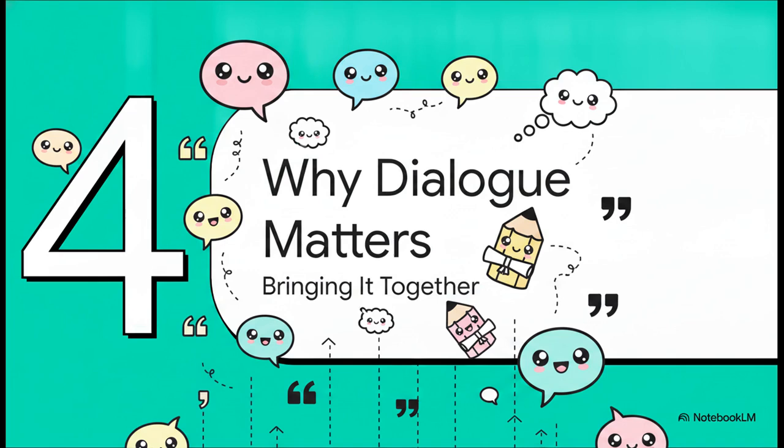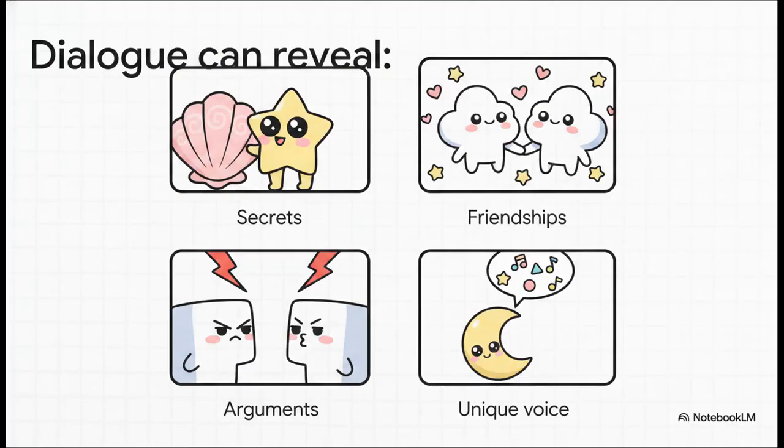And finally, section 4, why dialogue matters, bringing it all together. You see, dialogue does so much heavy lifting in your story. It isn't just characters aimlessly chatting about what they had for breakfast. It should always, always have a point. Dialogue can reveal hidden secrets. It can show us that two characters are best friends just by how they joke and laugh together. Or it can show they really don't get along through sharp, arguing words. But above all, it gives your characters their own completely unique voice, showing the reader exactly who they are rather than you just telling them.